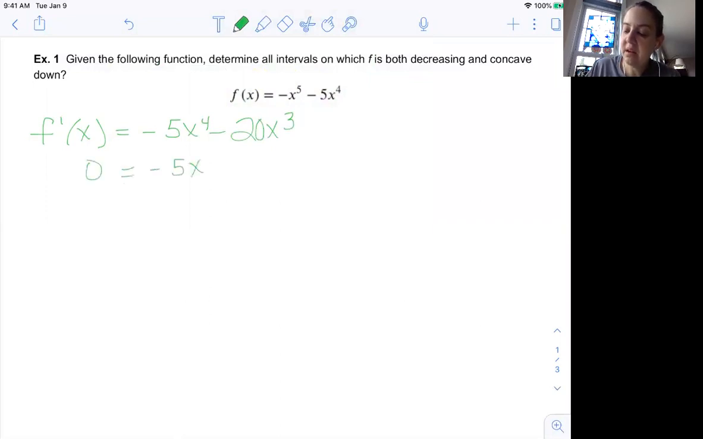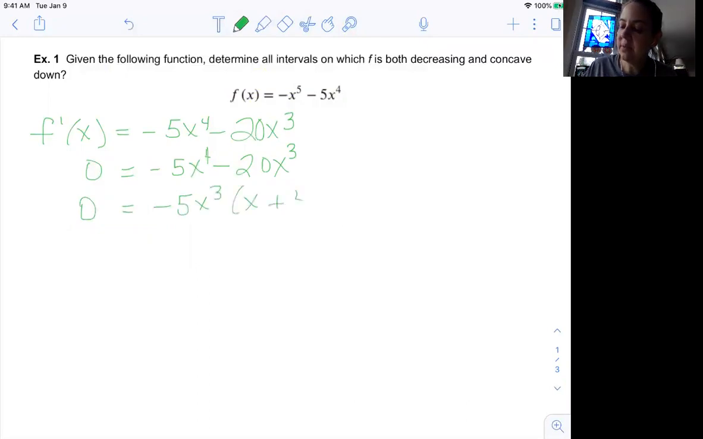Why do we do that? We're going to look for the critical points, and those critical points help us figure out the intervals where we are increasing and decreasing. Oops, I just took a derivative again. No worries, erase that. So 20x cubed, my 4 got deleted. Now that I've set this equal to 0, I'm going to factor out as much as I can. What can I factor? A negative 5x cubed. So here's x plus 4.